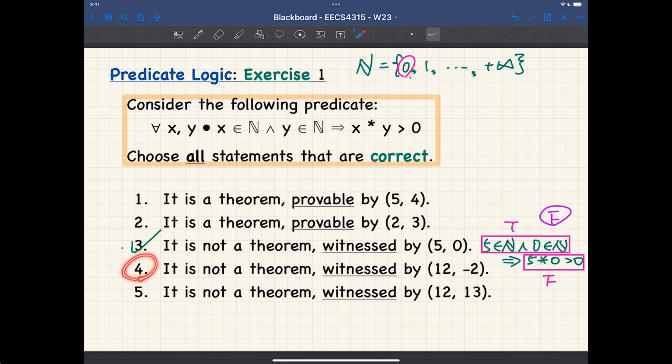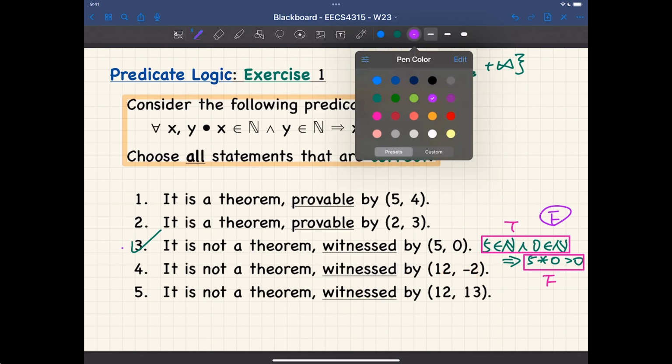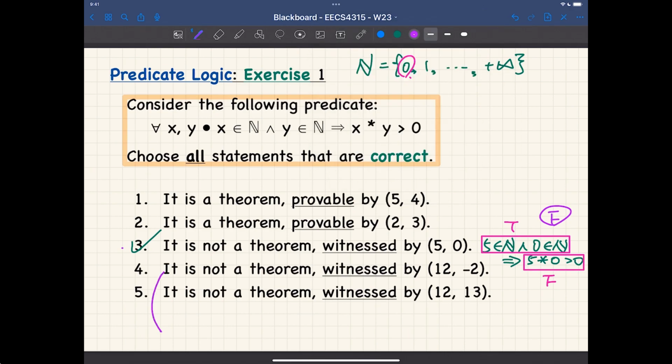Is it? Well, this part here is right, isn't it? But what about the witness? It's kind of related to the little mistake that Joel made before. Similar, right? So if I say I can disprove it using this counterexample, but the problem is 12 times minus 2 is going to be a negative number, right? That's not the reason, though. The reason is because negative 2 isn't a natural number. That's the reason why. Yeah, exactly. Sorry, you're right.